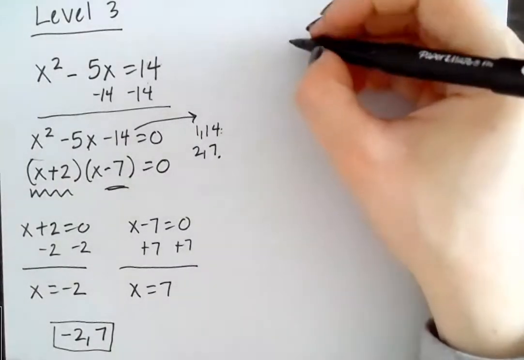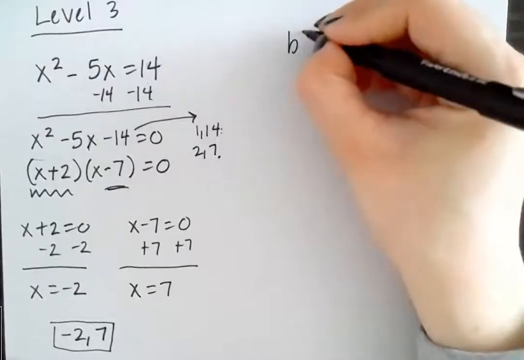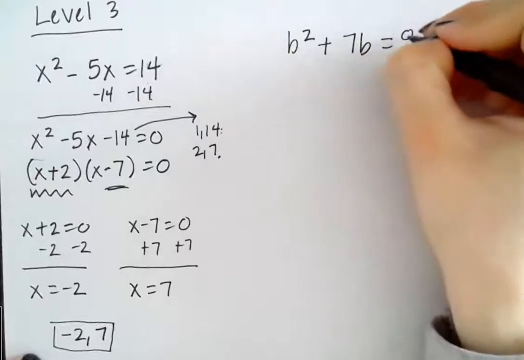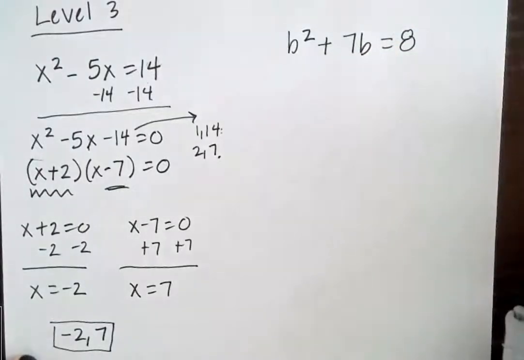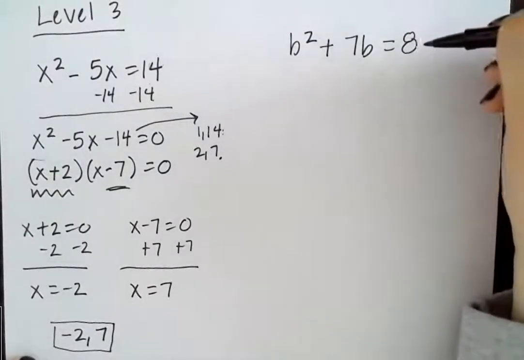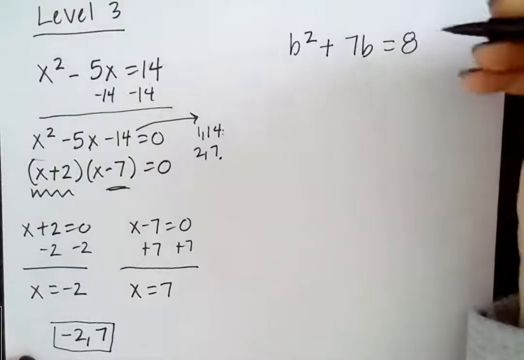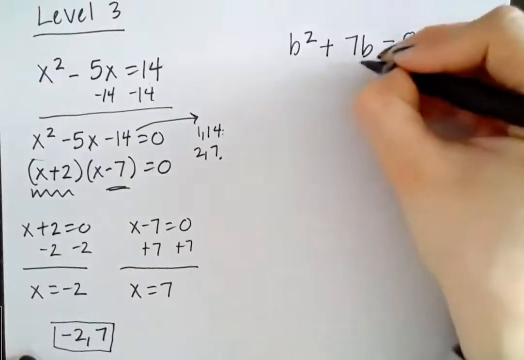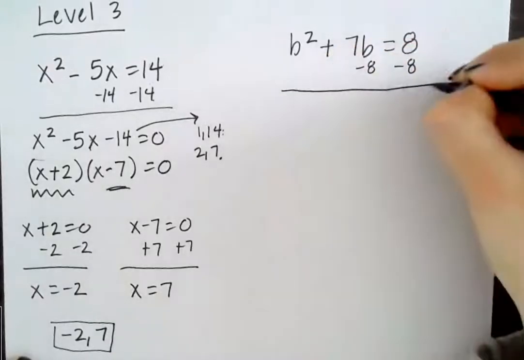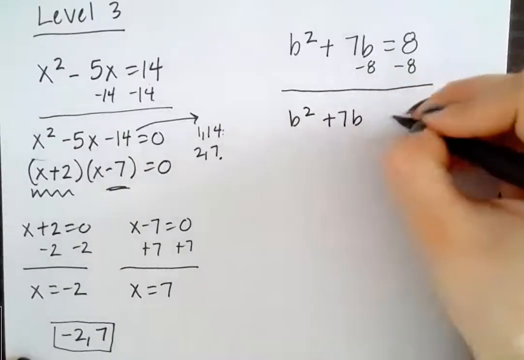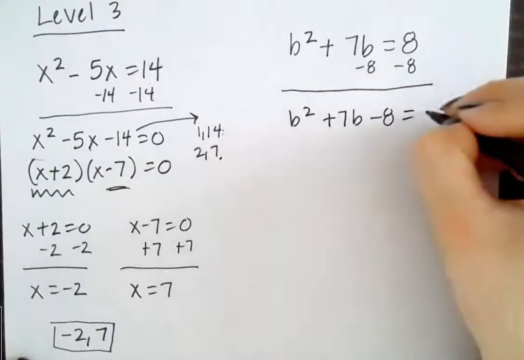Then our last problem for our notes today, folks. B squared plus 7b equals 8. Again, we want our equation to equal 0 so I can factor it. So how do I get this 8 to be a 0? Subtract 8 from both sides. I have b squared plus 7b minus 8 equals 0.